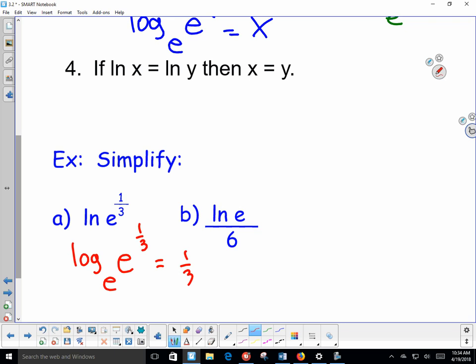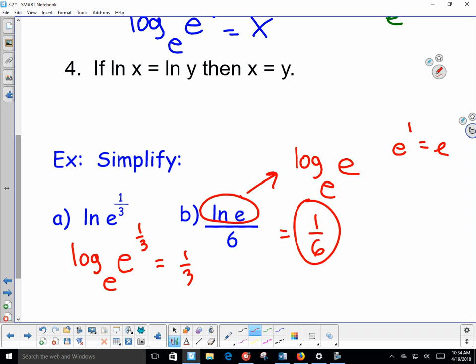All right, let's talk about ln of e. ln of e is the same as log to the base e of e. So e raised to what power gives me e? I hear 0. I hear 1. It's 1, right? e raised to the first is going to give me e, not e to the 0. e to the 0 is going to be 1. So what's ln of e equal to? 1. So this is really just 1/6. Are we okay with this?